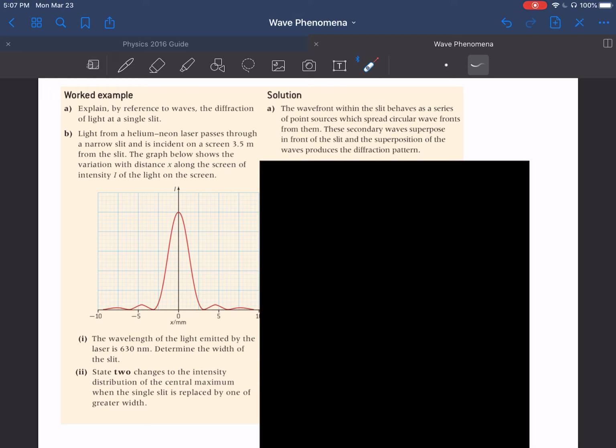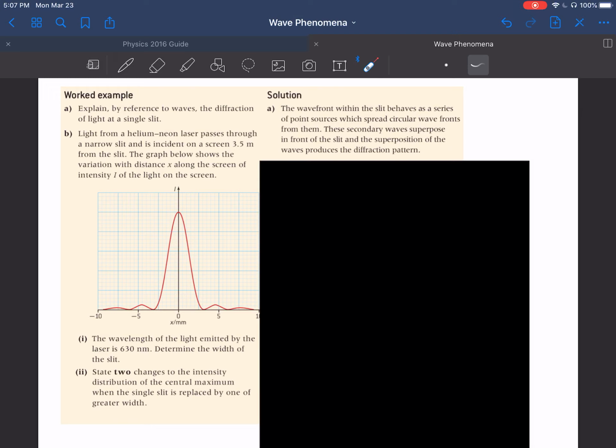Okay? So the solution says the wavefront within the slit behaves as a series of point sources, which spread circular wavefronts from them. This is a restatement of Huygens' principle and should definitely be in your full answer. It then goes on to say that these secondary waves superpose or are superimposed in front of the slit, and the superposition of these waves produces the diffraction pattern. If you use the word interference, that would work as well.